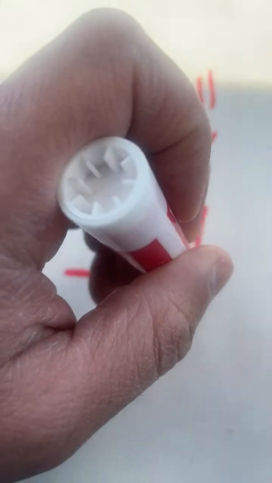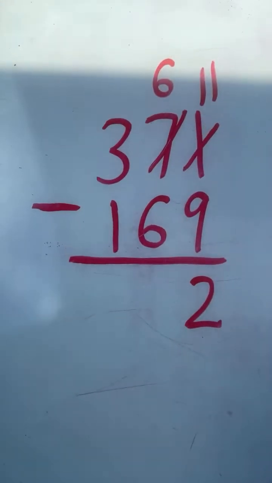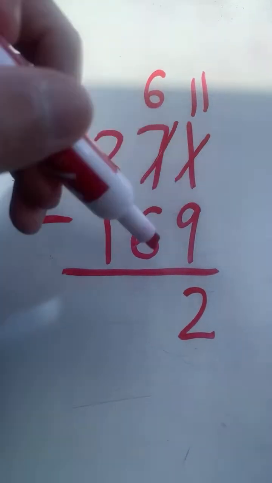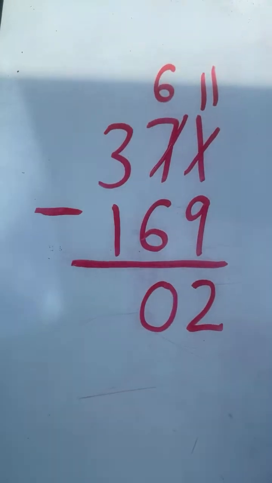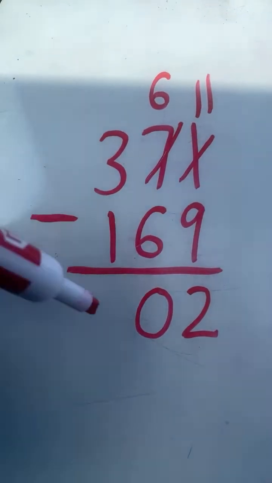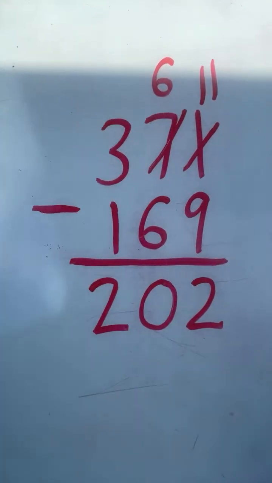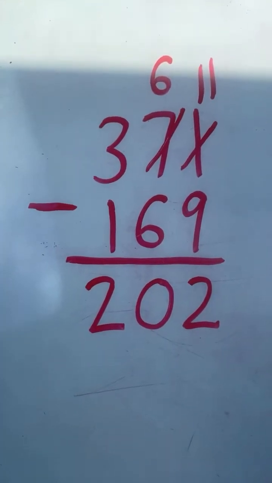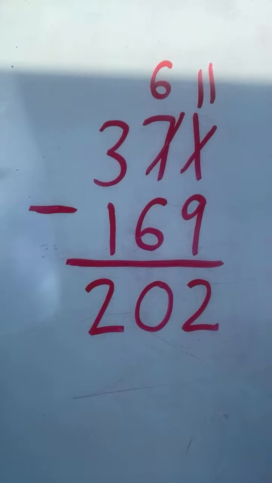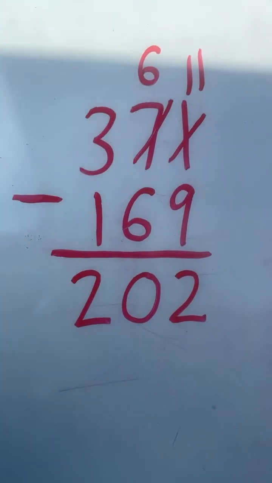11 minus 9 equals 2. 6 minus 6 equals 0. And 3 minus 1 equals 2. And we have our final answer, 371 minus 169 equals 202.